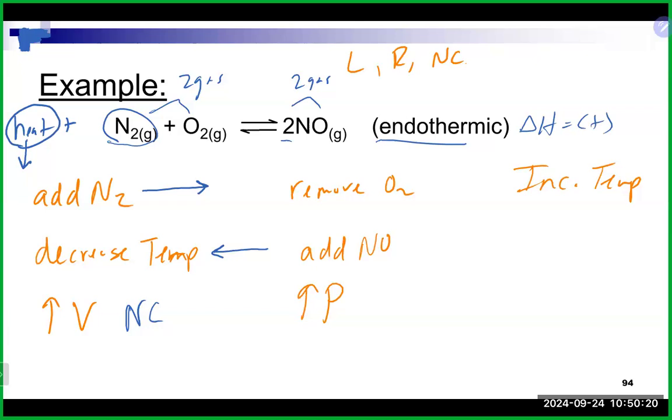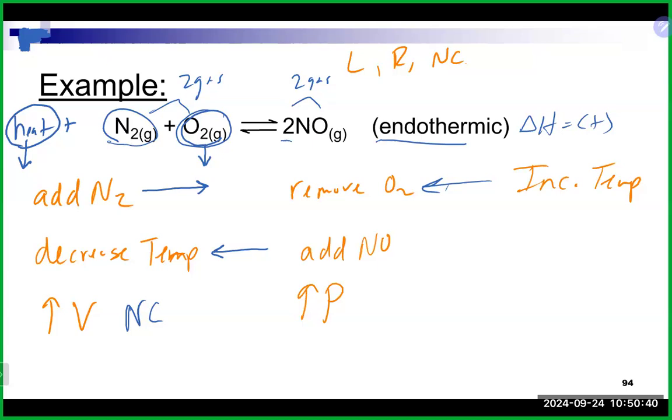If we remove O2 here, that is a reactant, so it'd be like removing from our reactant side, and that would mean we have more products, so that will cause the reverse reaction to occur, and it goes towards the side we removed it from.